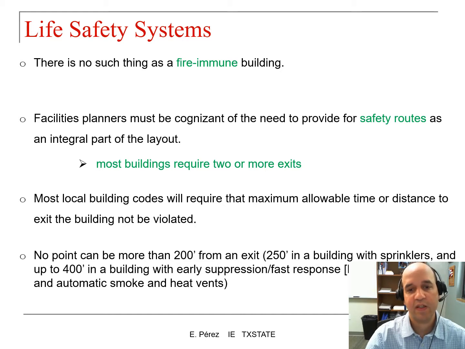Facilities planners must be cognizant of the need to provide for safety routes as an integral part of the layout. So most buildings will require 2 or more exits. Most local building codes will require that the maximum allowable time or distance to exit the building not be violated. So no point can be more than 200 feet from the exit. 200 feet, 250 feet in a building with sprinklers, and up to 400 feet in a building with early suppression, fast response, fire protection, and automatic smoke and heat vents.